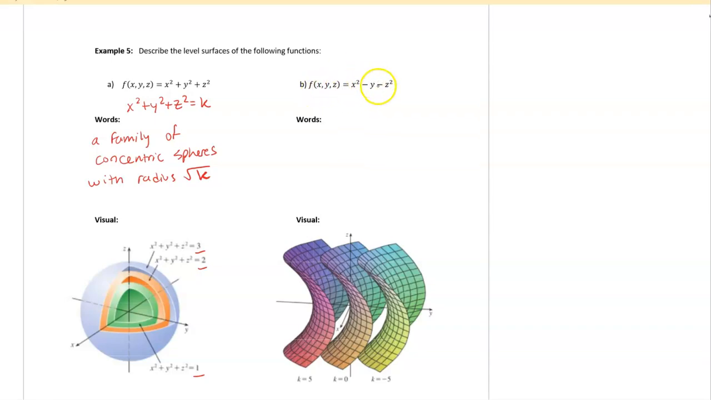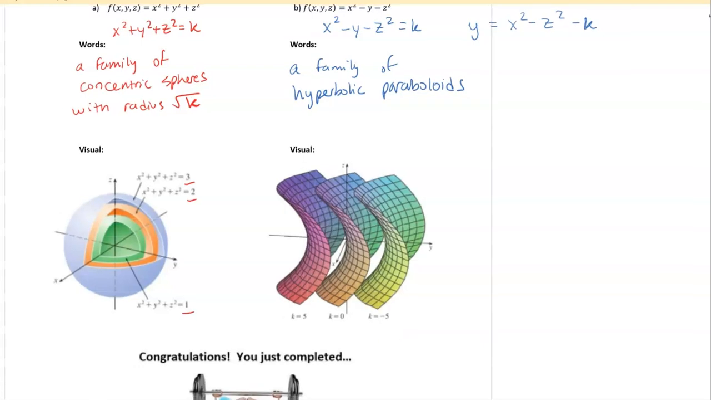F of x, y, z equals x squared minus y minus z squared. The level surfaces would be x squared minus y minus z squared equals k. And if we rearranged to get y by itself, that would be y equals x squared minus z squared minus k, and you might recognize the quadric surface here. This is a family of hyperbolic paraboloids.